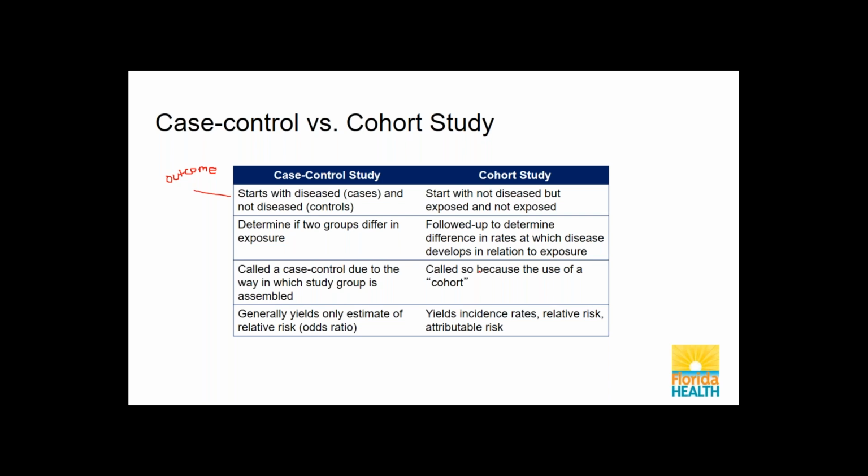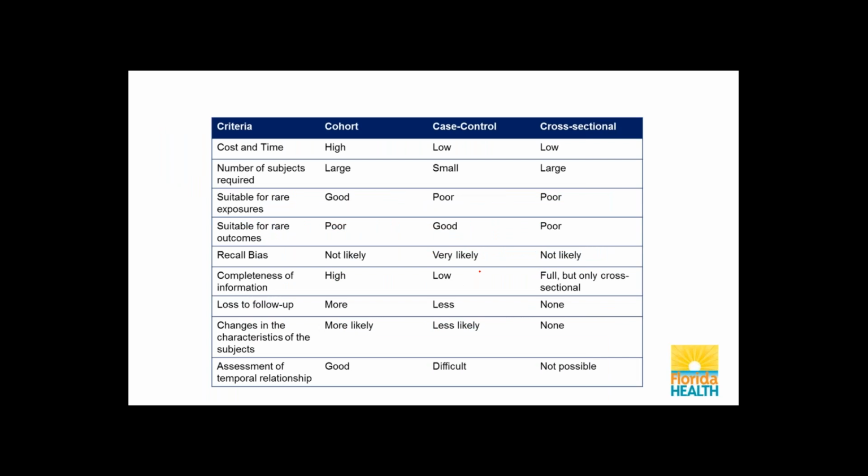Now, they will have questions on the test about what kind of test is best for a rare exposure or a rare outcome? What is going to be more expensive, a prospective cohort study or a retrospective cohort study? They're going to have different types of questions, right? Which one's more expensive? A case control, a cohort study, a cross-sectional study?